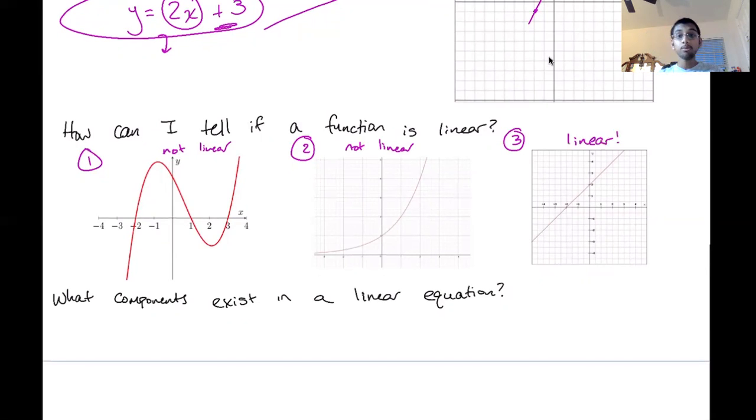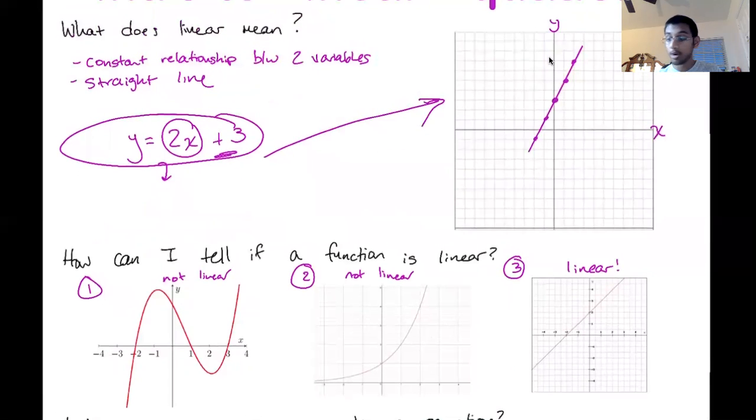Now that we know a linear equation is where we have a straight line, let's actually look at the components that exist in a linear equation such as the one I just showed you. We're going to break down how to understand what this means.